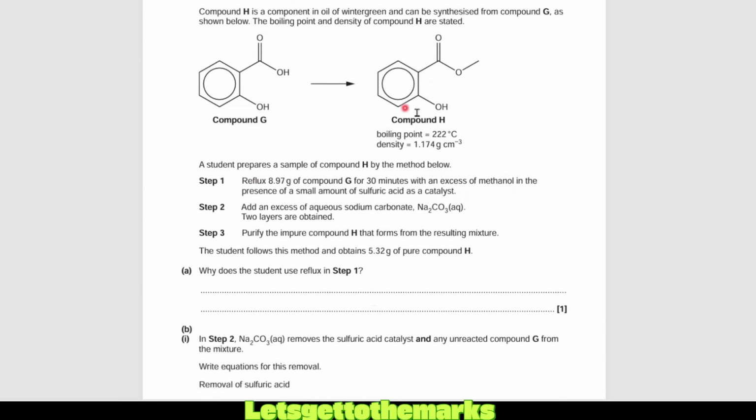We've got a sulfuric acid catalyst, which is removed by adding the sodium carbonate. But we've also got an excess of methanol that we used with reflux to ensure that none of compound G was left, and it all became the ester H. So how do we get rid of the methanol?